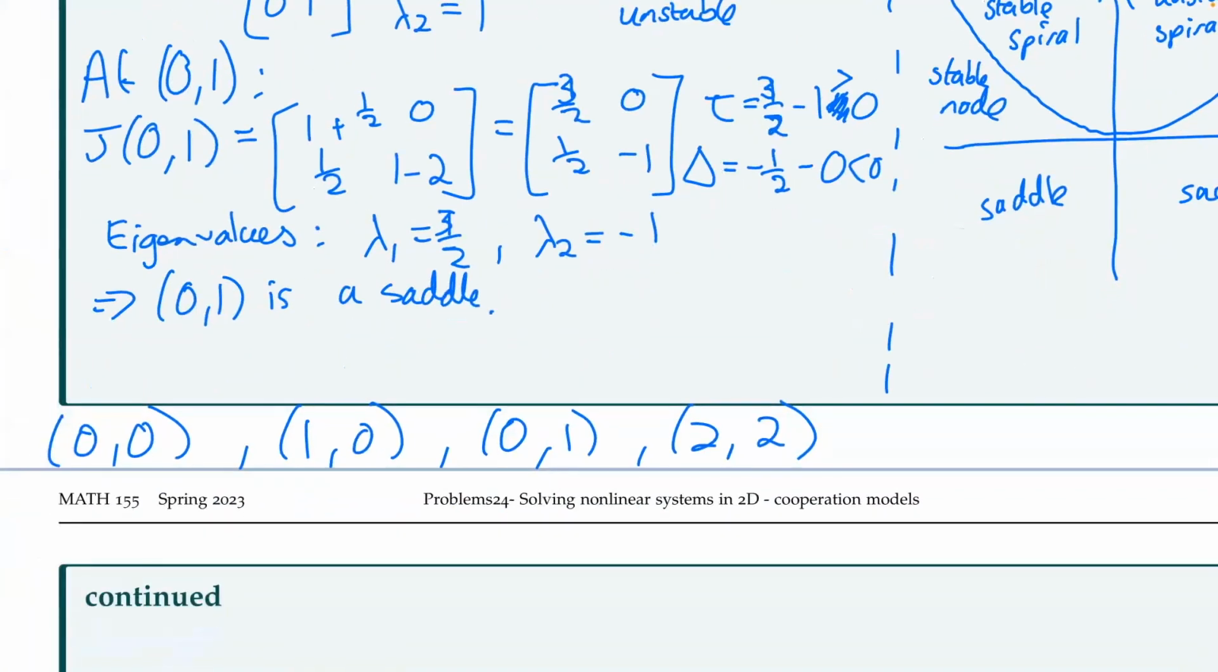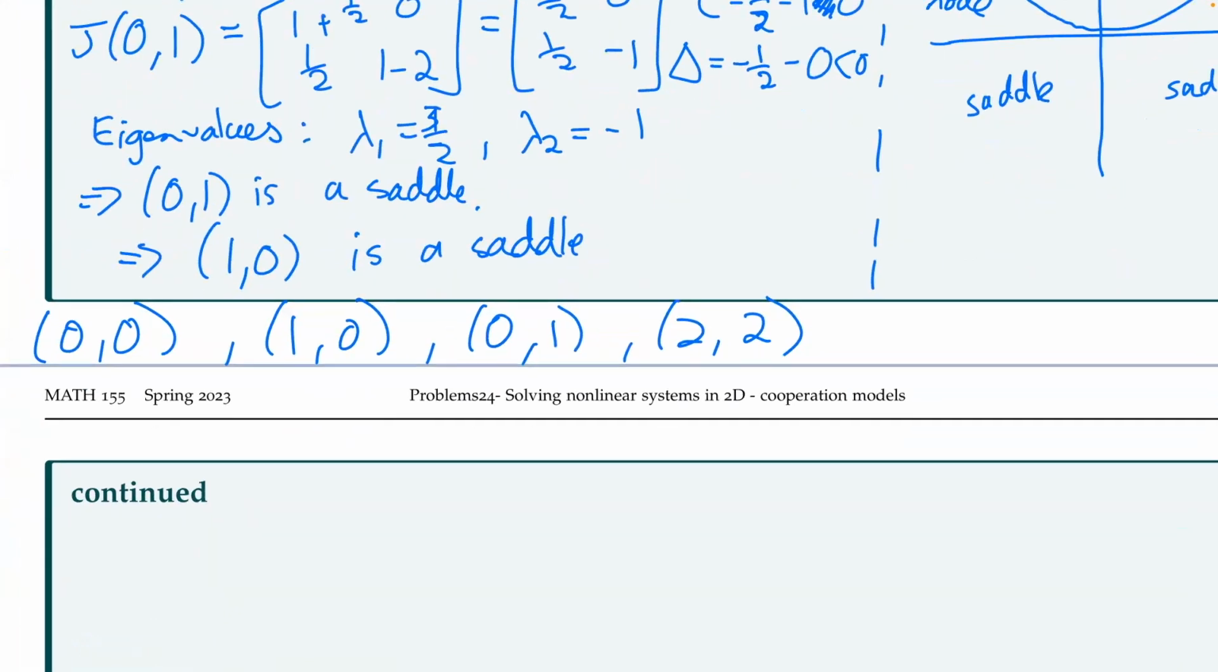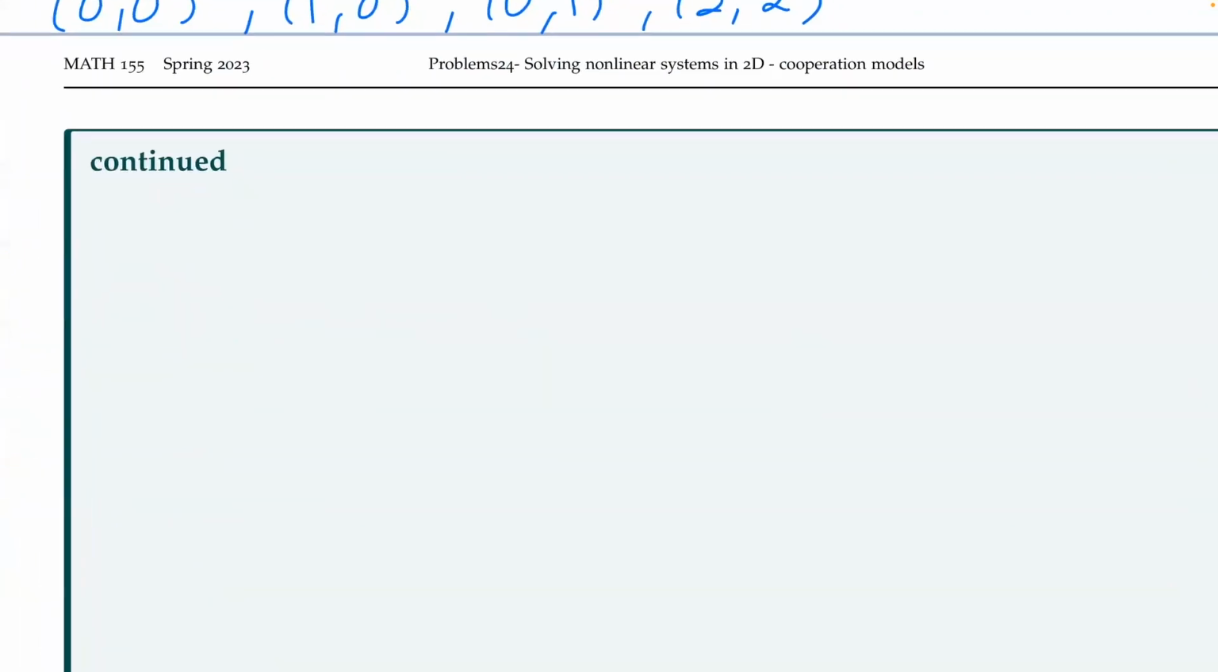Because this system is symmetric, we can also say that 1, 0 is also a saddle. I'm not going to repeat that. You can work that one out if you want, but it's going to be exactly the same, just flipped around because this system is symmetric. Okay, let's think about our coexistence equilibrium.